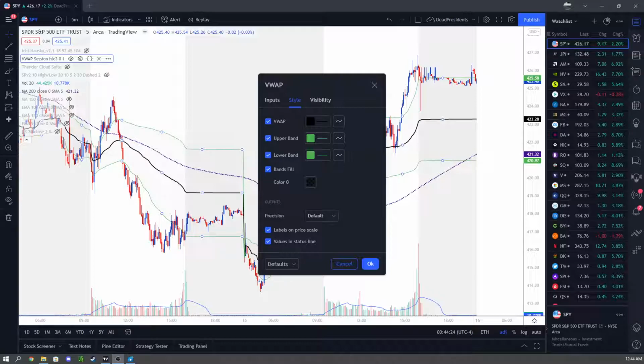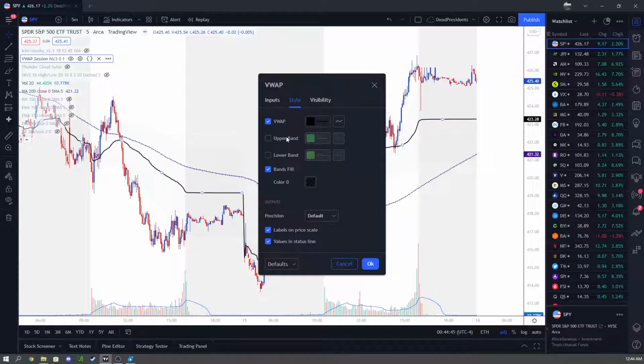Today we're going to be going over the VWAP, volume weighted average price, and we're going to be going over this on TradingView. If you guys got TradingView, here are the settings. You're just going to look up VWAP, and it's just going to be all normal settings. The VWAP is going to be your most important line.